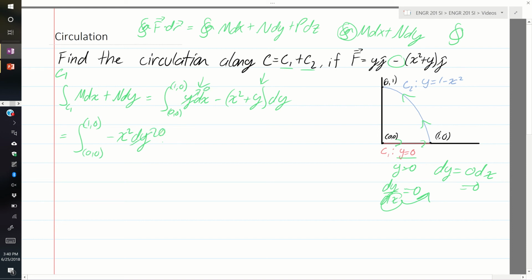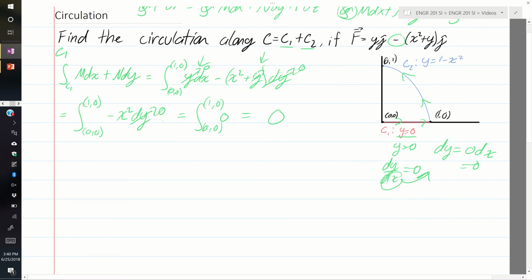So this term went to 0, this term went to 0, and now this term's going to go to 0, which means we're just taking the integral from (-1, 0) to (1, 0) of 0, and we don't have a dx or a dy. So this will essentially just equal 0. So that's the pathway for C1.